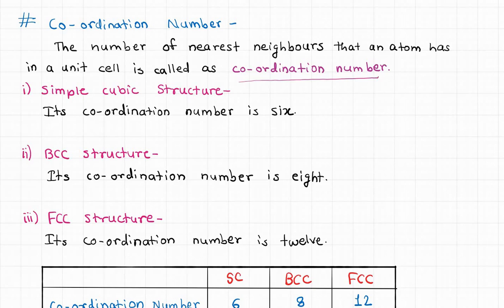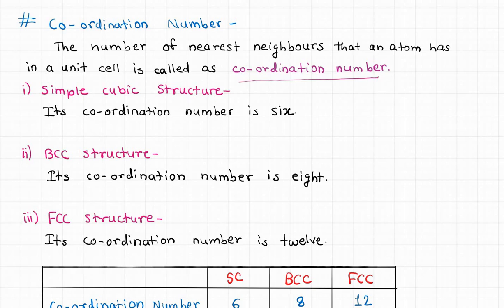Next is BCC structure. Its coordination number is 8. In this case, the nearest neighbors of any corner atom are the body-centered atoms, since there are 8 surrounding unit cells for any corner atom. Their 8 body-centered atoms form the nearest neighbors for any corner atom.